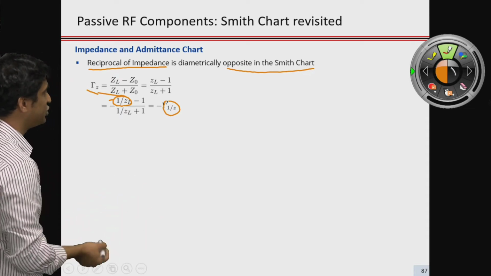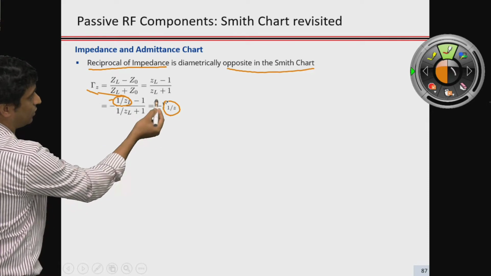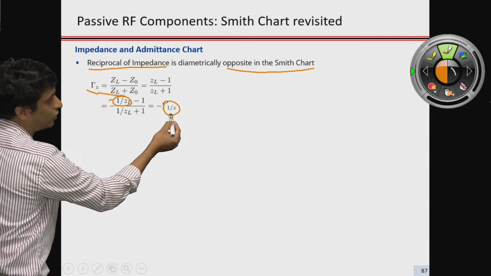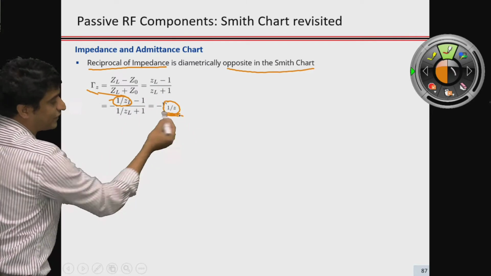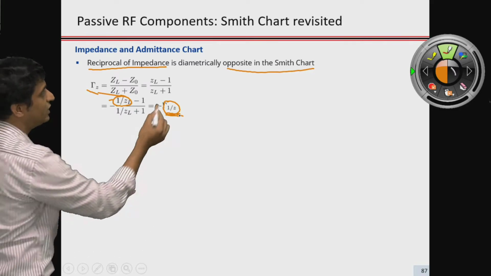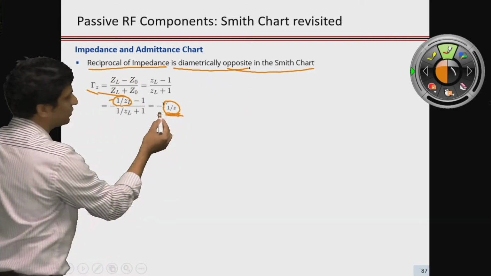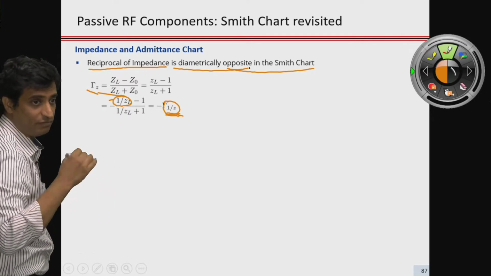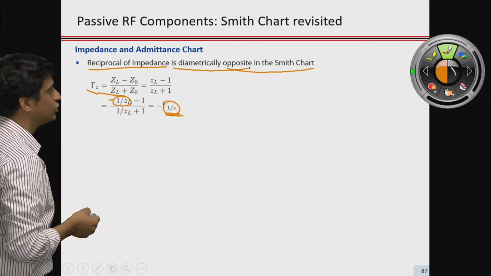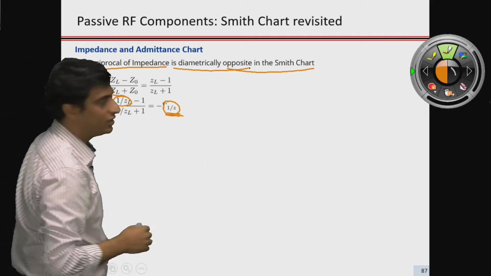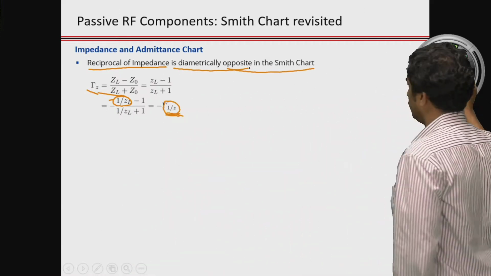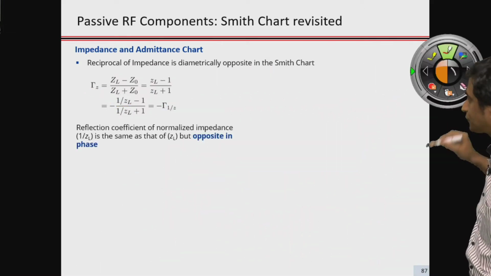That means that in the Smith chart, the reflection coefficient for the reciprocal of the impedance is going to be diametrically opposite. The -1 in the complex plane means a phase of 180 degrees. So it's going to be diametrically opposite in the Smith chart. Let's take a look at how it works.